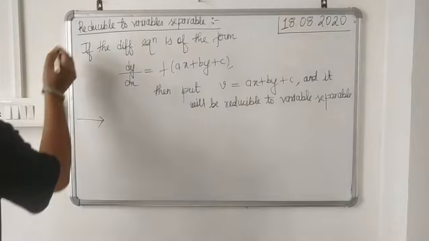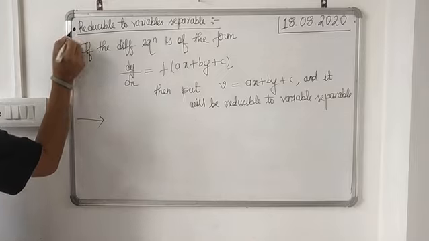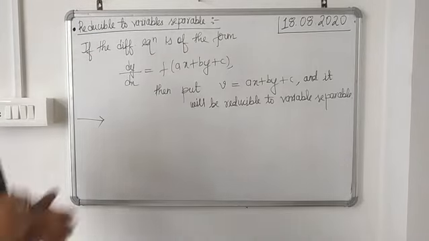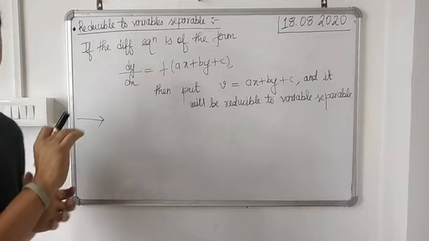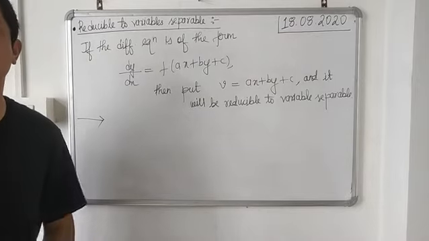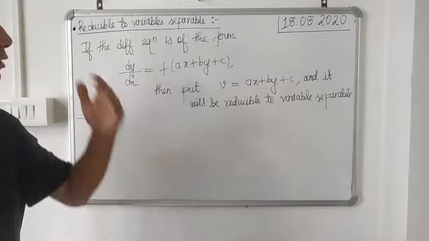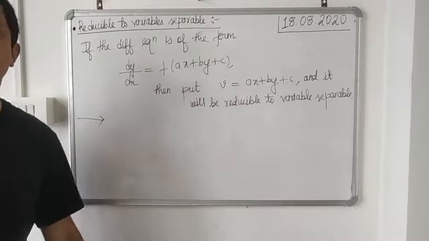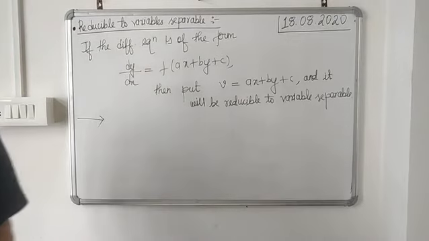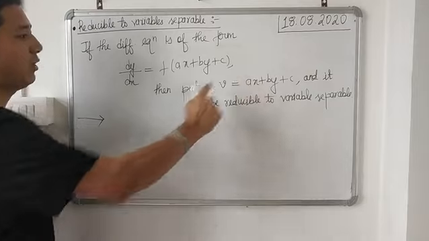Sometimes you cannot separate the variables directly. Even though you cross multiply and keep x, y, y together, you will not be able to separate variables directly. In those cases we'll have to use this reducible to separation of variables. But for that we have to see the differential equation.